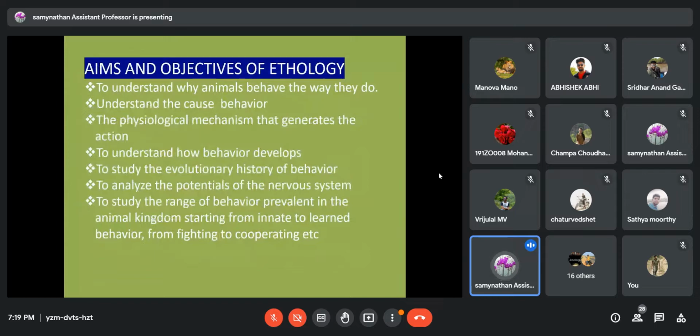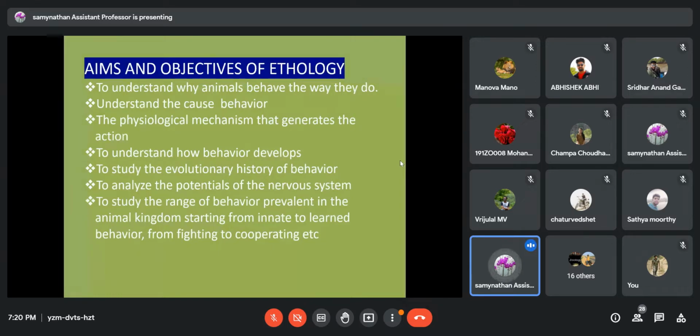Okay, next one, the aims and scope. First one, to understand behavior: the cause of behavior, the physiological mechanism that generates the action, and how behavior develops; to study the evolutionary history of behavior. Next, to analyze the potential of the nervous system, and to study the range of behavior prevalent in the animal kingdom, starting from innate and learned behavior, from fighting to cooperating, etc.